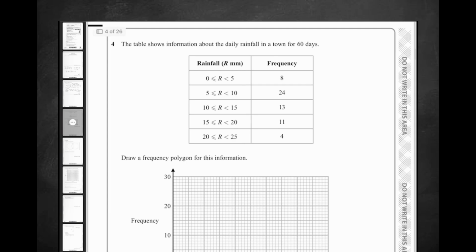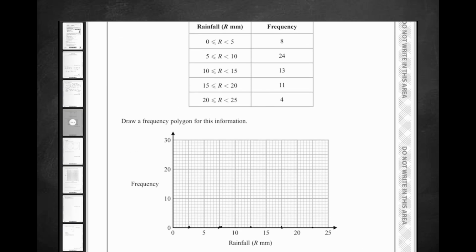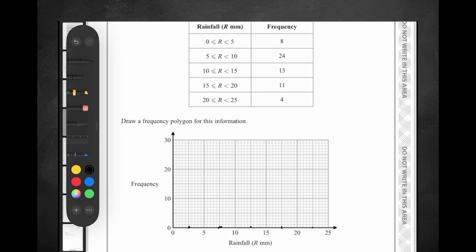Question 4. The table shows information about the daily rainfall in a town for 60 days. Draw a frequency polygon for this information. So the key to doing this is just making sure that we plot the points at the midpoints of each of the rainfall sections. So that'll be 2.5, 7.5, 12.5, 17.5, and 22.5. So I've just marked those on the graph at the bottom here.